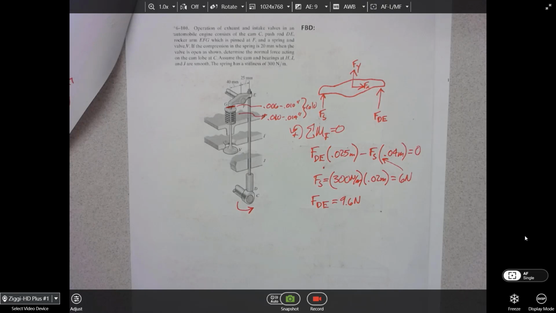Okay, so I'll have F_DE. What else will I have? Yeah, so I have to counteract this force of the spring that's pushing up on it. Anything else acting? Pin connection at F? Yeah, there'd be a pin connection at F. So I'd have F sub X and F sub Y, right?